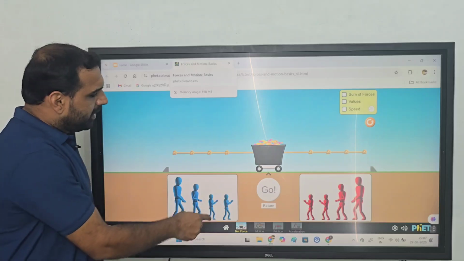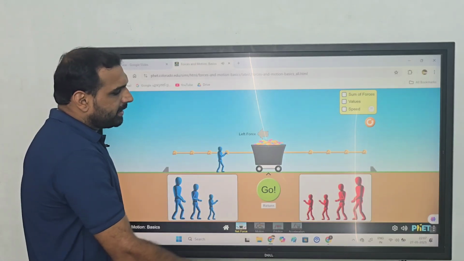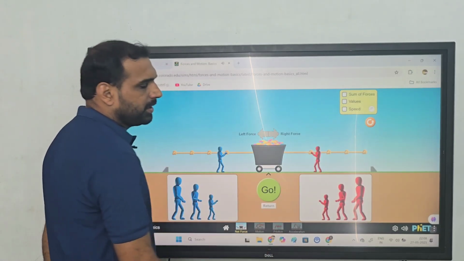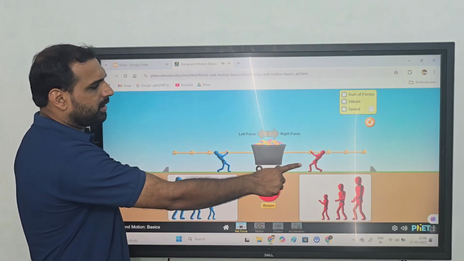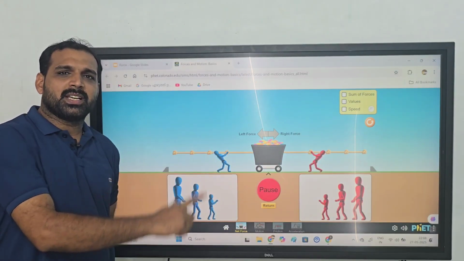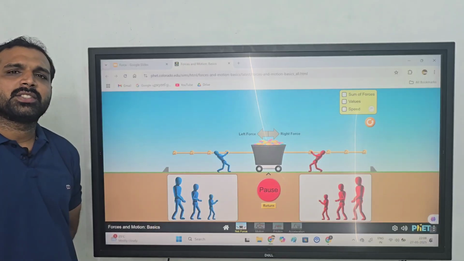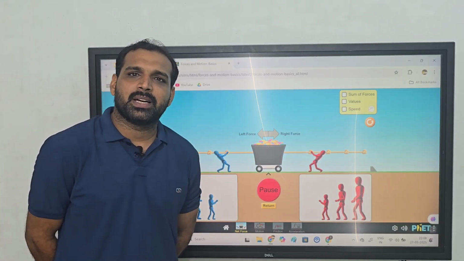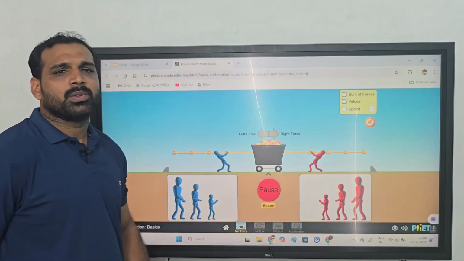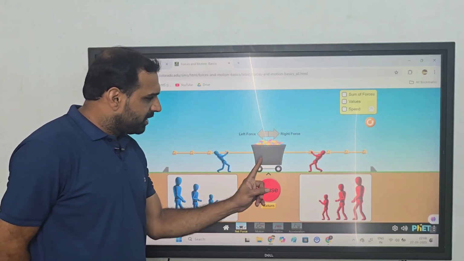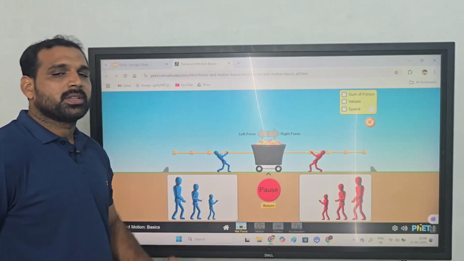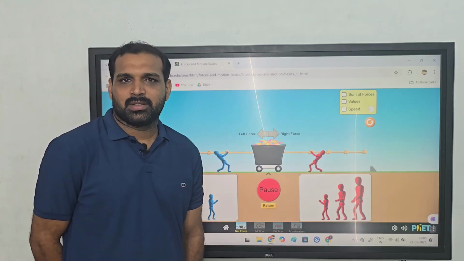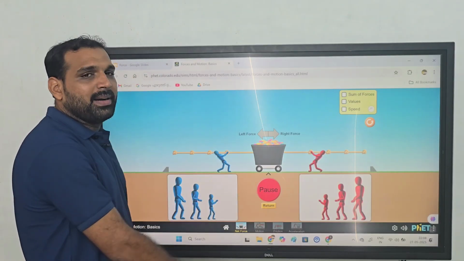And what if I place one man here and an equally energetic man over here, and when I click go, you can see that both of them are trying to pull towards their side, and the cart is not moving. Why may that be? It is because they are both giving an equal and opposite force. Such forces are called balanced force, right?